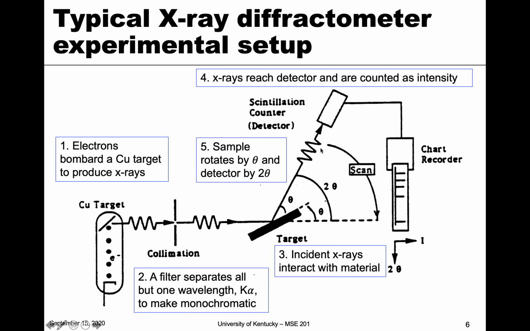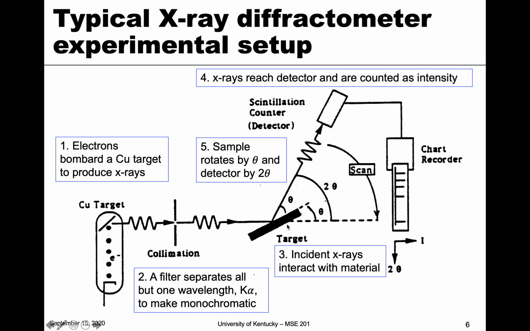So the way this occurs, and we scan to different angles so that we can detect a spectrum for different DHKL values. And the reason we have this 2 theta is because the target and the X-ray tube don't move, but the sample, the specimen target here, and the detector do move. So we move the specimen in increments of theta, but to maintain the Bragg geometry where we have the incident and diffracted beams both at theta, the detector has to move by 2 theta.